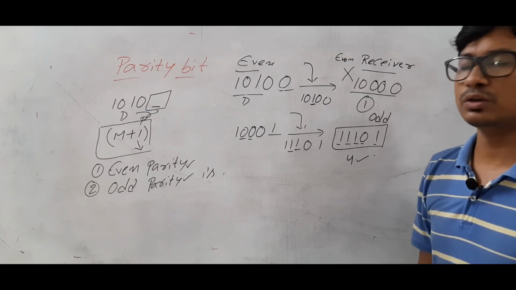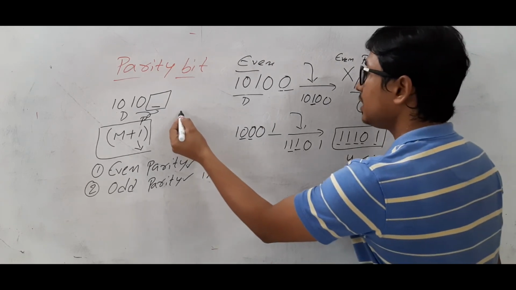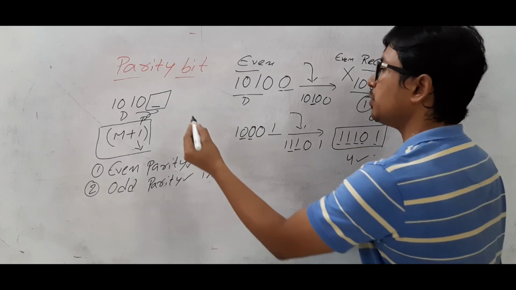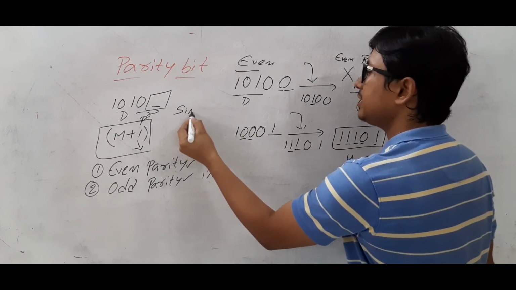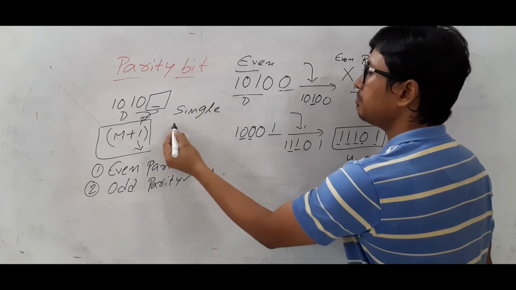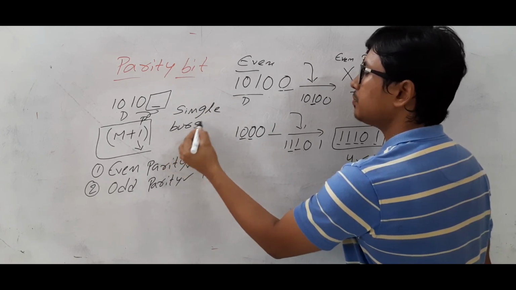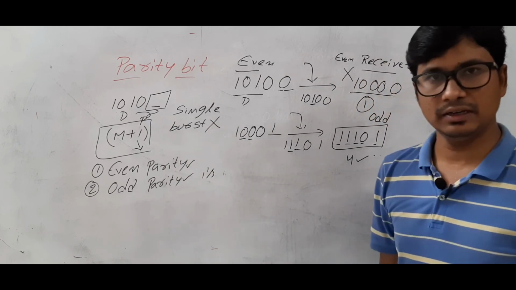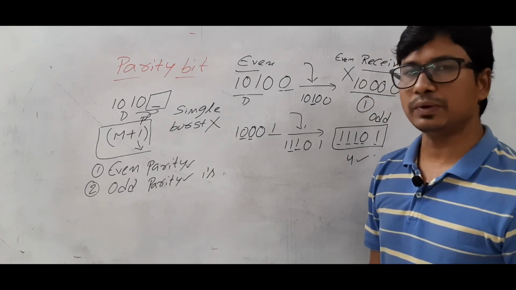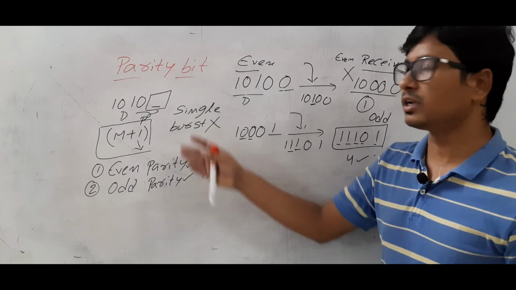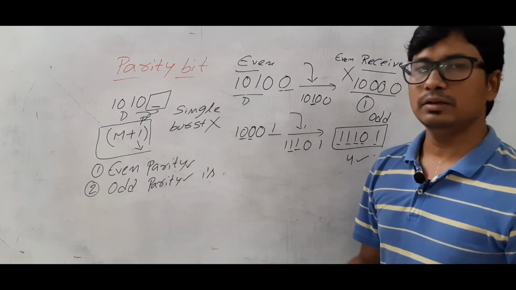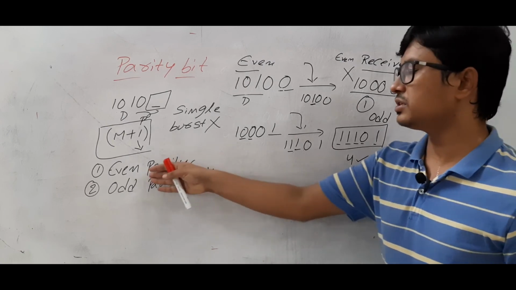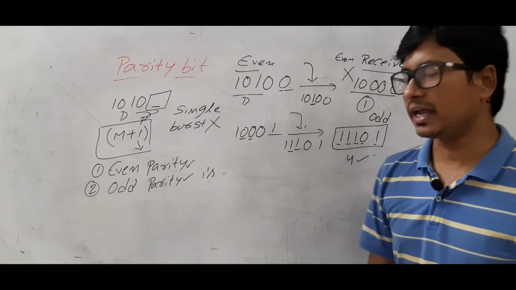So what I want to say is that the parity bit generator and checker can only identify single bit errors. If there are burst errors or multiple bit errors, it is not able to identify them. Okay, are you able to understand it or not? So that is the drawback of the parity generator and checker, even using even parity or odd parity.